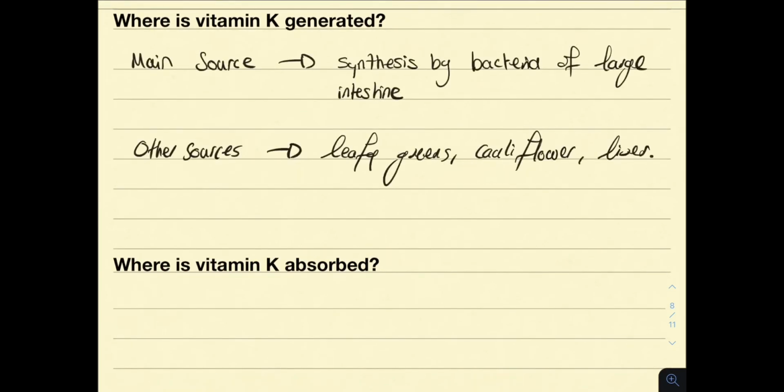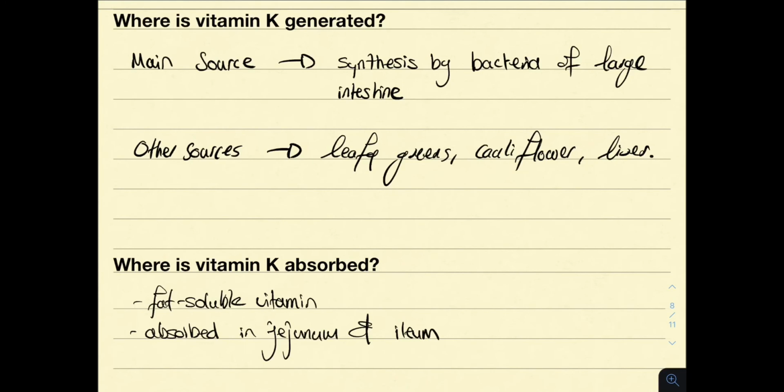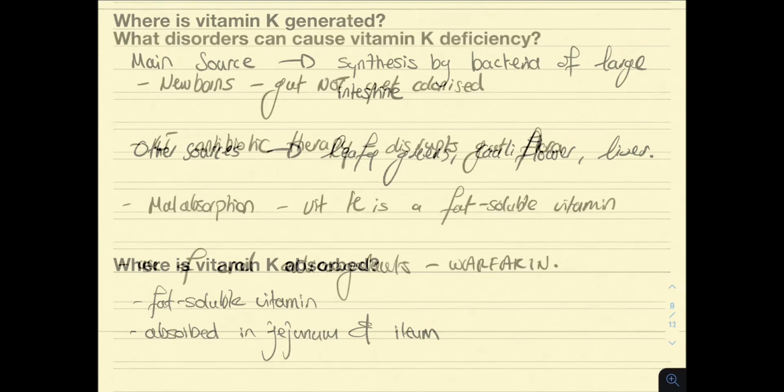The second question to ask yourself is, where is vitamin K generated? The main source of vitamin K synthesis is by gut bacteria. Other sources include leafy greens, cauliflower, and liver. Now, the third question to ask is, where is vitamin K absorbed? Well, vitamin K is a fat-soluble vitamin. Can you recall the other fat-soluble vitamins? These are A, D, E, and K. Vitamin K is absorbed in the jejunum and the ileum.